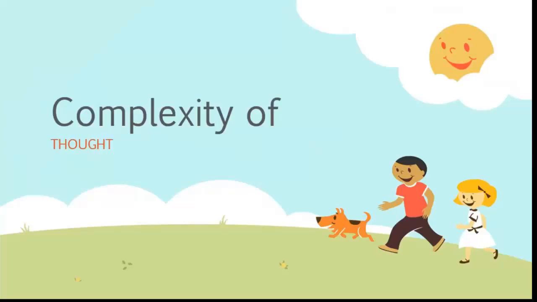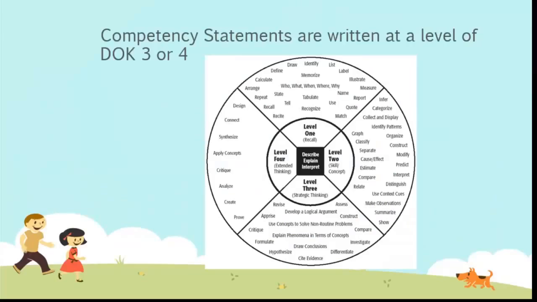Understanding of what our learning community means when they talk about complexity of thought. Current guiding documents mention depth of knowledge 3 and 4 when creating competencies. Webb's wheel is very familiar to us. If you ask a student to apply concepts and synthesize, you're requiring depth of knowledge 4 type thinking. But those words aren't enough to convey what we're talking about when we talk about complexity of thought.